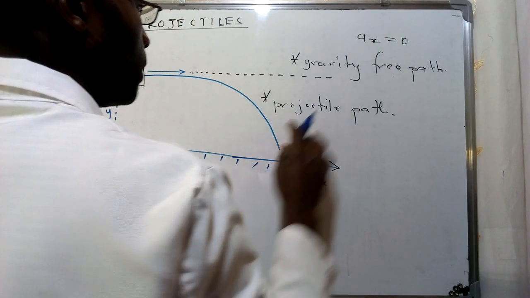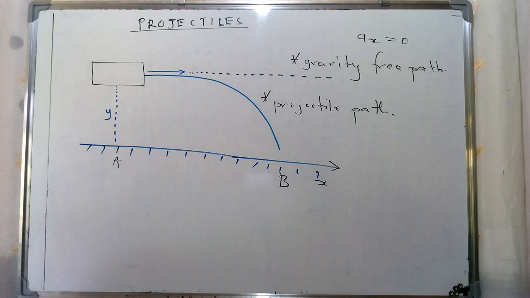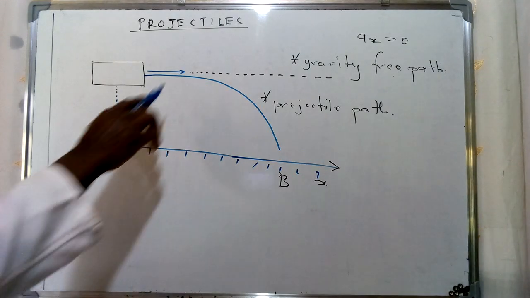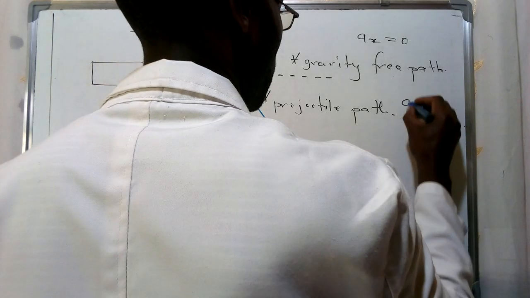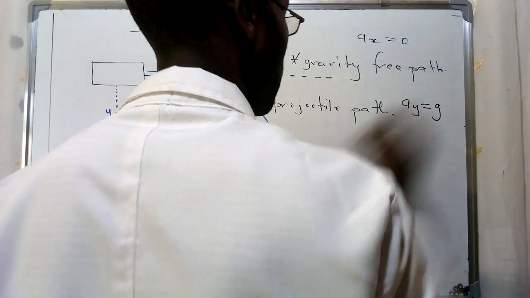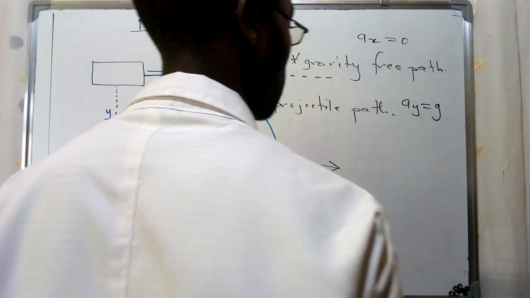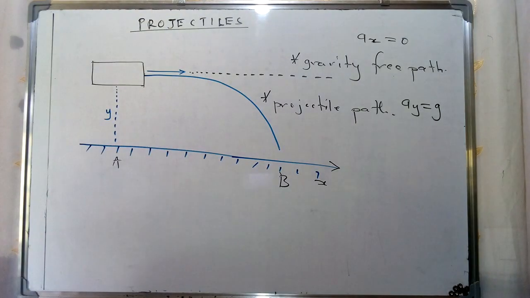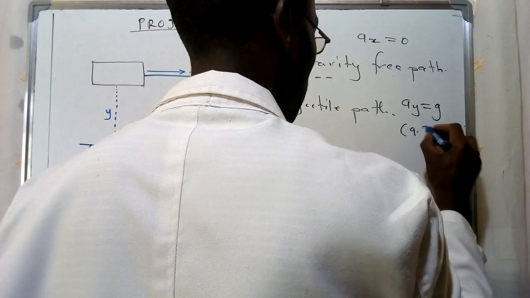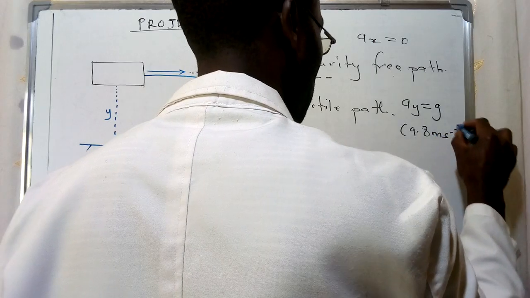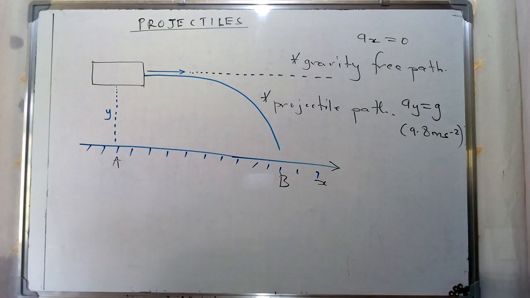But if we consider the projectile path, which is given by that specific curvature which we have shown on the board, then we're going to have its acceleration given as ay, which is a gravitational constant given by g, which is the attraction due to the force of gravity. And this is going to be a constant given as 9.8 meters per square second. That's going to assist us in describing its acceleration.